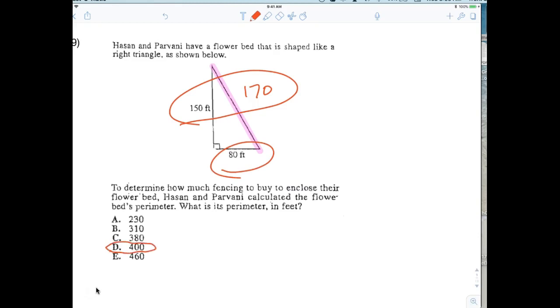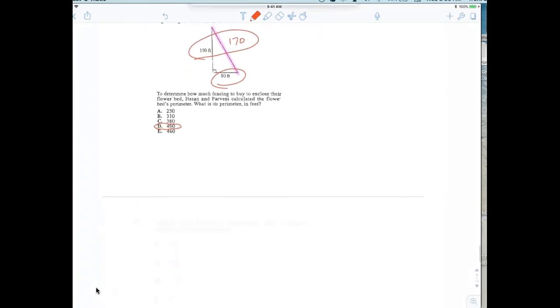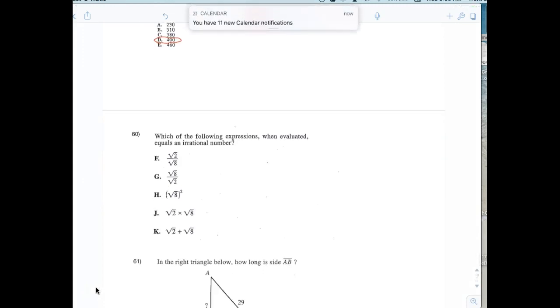So you can see, if you know your triples, how much easier that'll make some of the word problems. If you forgot, you would just do what? 150 squared plus 80 squared equals, take the square root, it would be what? 170. All right? Very important. Any questions? Nobody? All right, let's try 61.